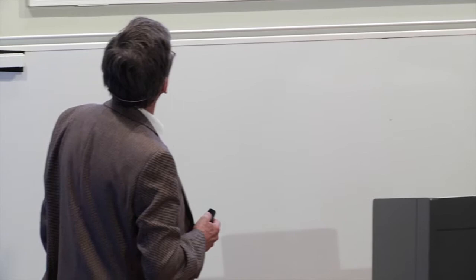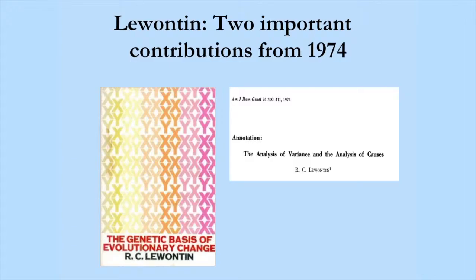But then pretty soon came reflections. And now we'll talk a little bit more about Lewontin. I've chosen the year 1974, when he made two contributions that I regard as very important. There's a paper in the American Journal of Human Genetics called The Analysis of Variants and Analysis of Causes. And there is a book, The Genetic Basis of Evolutionary Change. Let's start with the paper.